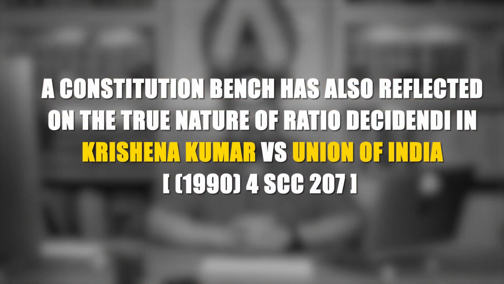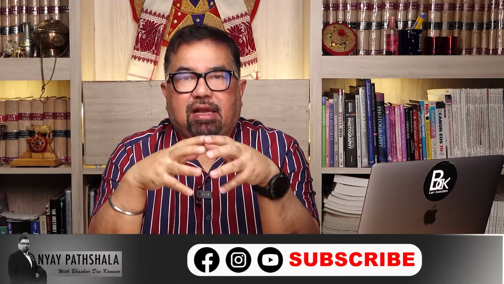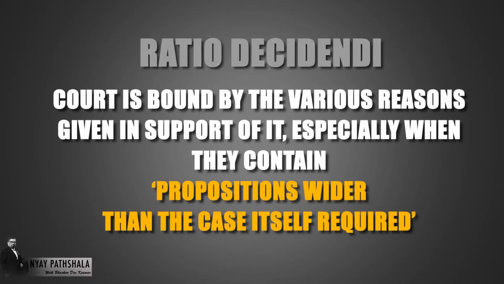To understand the concept of ratio decidendi, we have to look into the Constitution Bench judgment in the case of Krishna Kumar versus Union of India, reported in 1994 SCC 207. Basically, the doctrine of precedent, as we call it, means always being bound by a previous decision, and it is limited to the decision itself and to what it necessarily involved. Ratio decidendi means that the court is bound by the various reasons given in support of it, especially when they contain propositions wider than the case itself required.